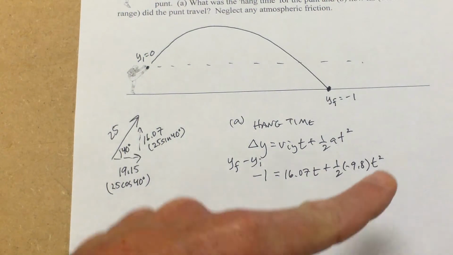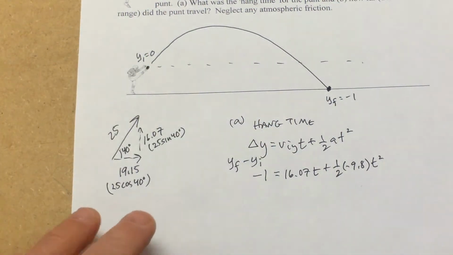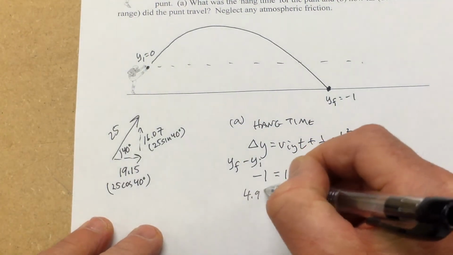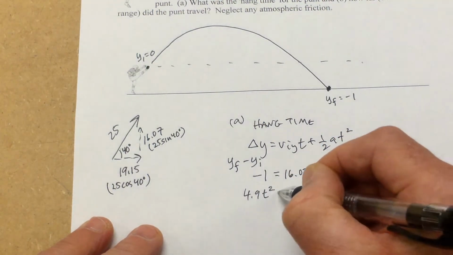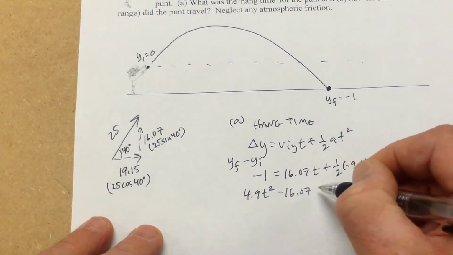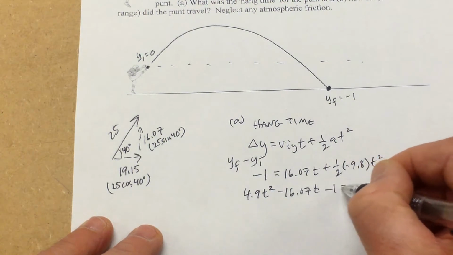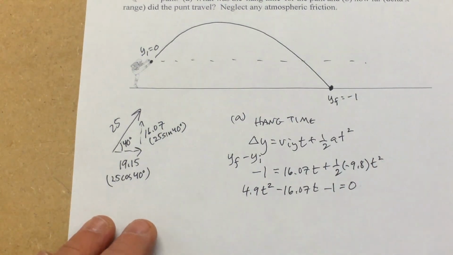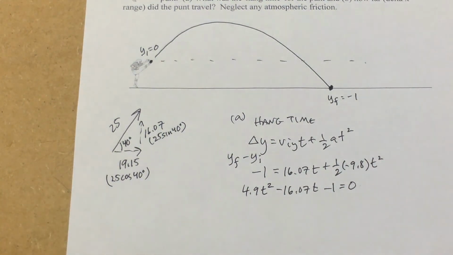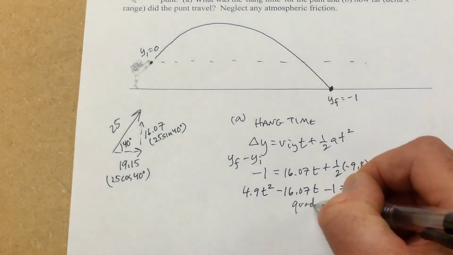Now, let's put everything on the left side. What we've got is 4.9 t squared minus 16.07 t minus 1 equals 0. Now this is a true quadratic equation. You won't be able to factor these, so you'll probably have to use the quadratic equation.